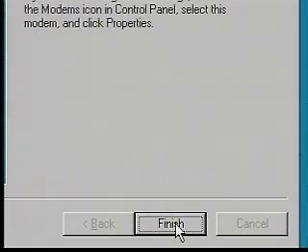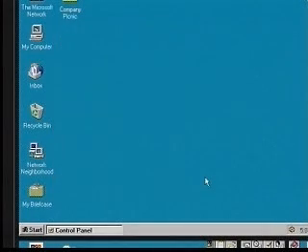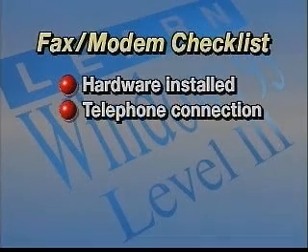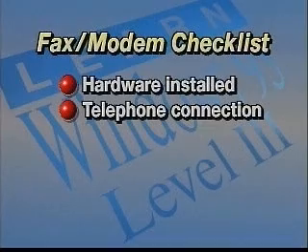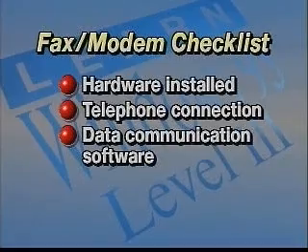And a final screen should appear. When it does, click on the Finish button to complete this process. With that accomplished, minimize the control menu if it isn't already minimized on the taskbar. Now that you've got your hardware installed and have a telephone line connected to the COM port, you have one more step to complete before we can use the new fax modem. We need to select a data communication software. This isn't part of the plug-and-play process, but is just as important.